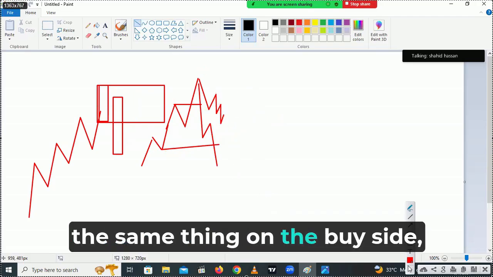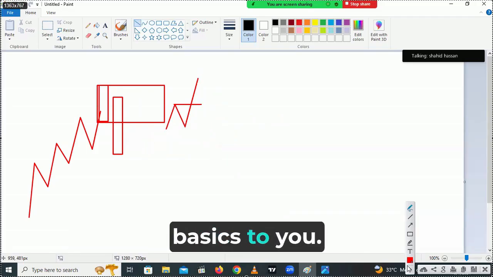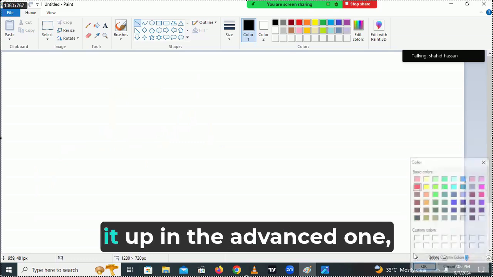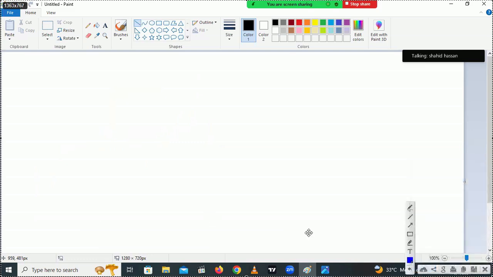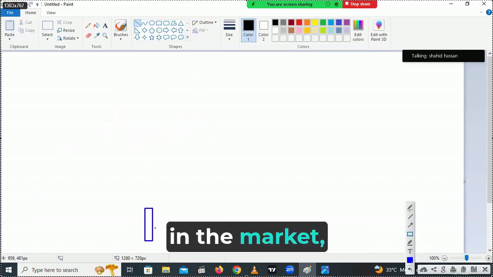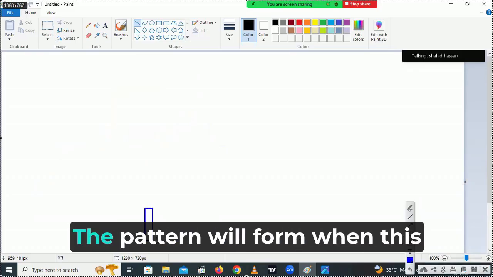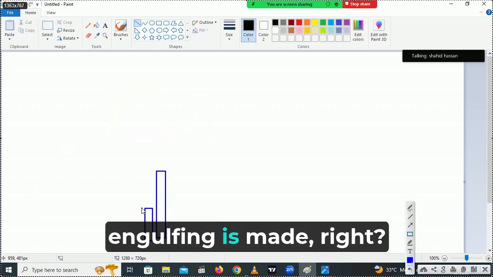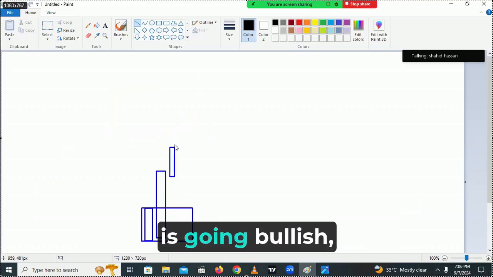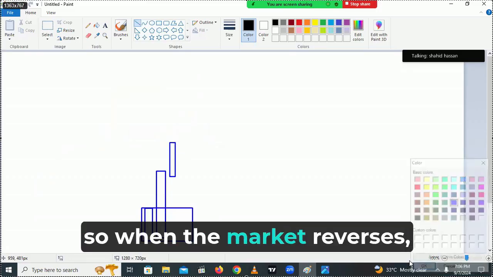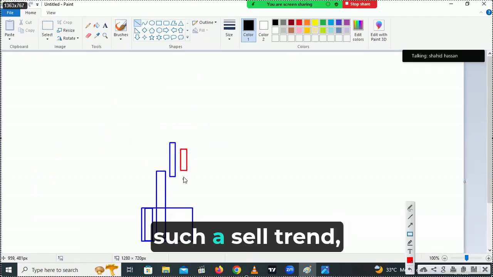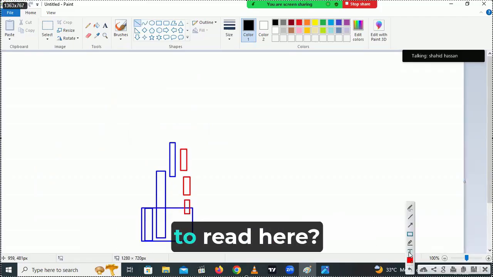So the same thing on the buy side, I'm explaining the basics to you. If you don't understand the basics, it won't take you time to pick it up in the advanced one, right? Like now a candle has formed in the market, but we don't have a pattern yet. The pattern will form when this engulfing is made, right? We have this pattern formed just like the market is going bullish. So when the market reverses, meaning it comes into a sell trend, when the market comes into such a sell trend, then what do we need to read here?